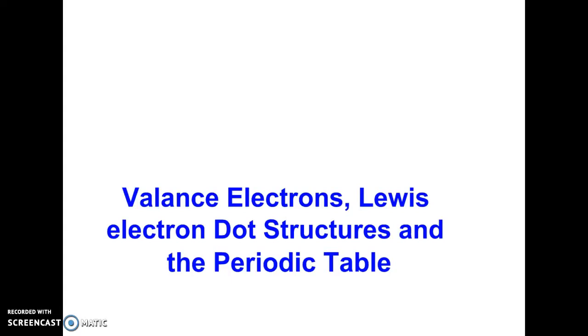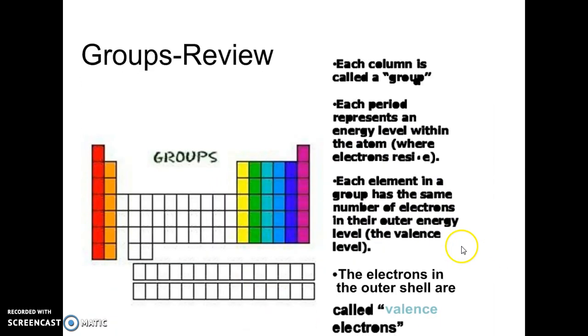Alright, in this video I'm going to try to do this quickly because most of the stuff we'll know. It's going to recap valence electrons, and it's going to introduce Lewis dot structures, electron dot diagrams. Just to recap what each column is called, it's called a group or a family.